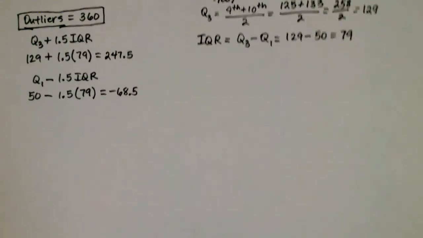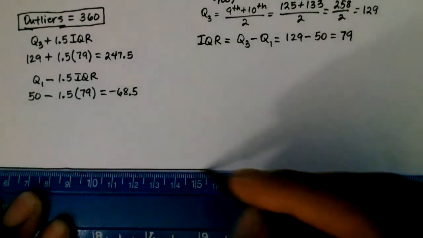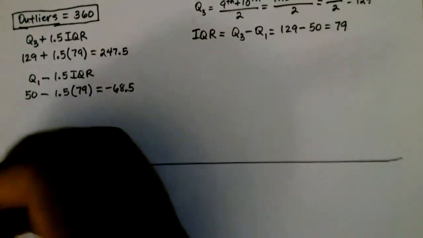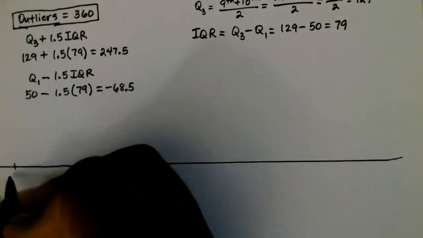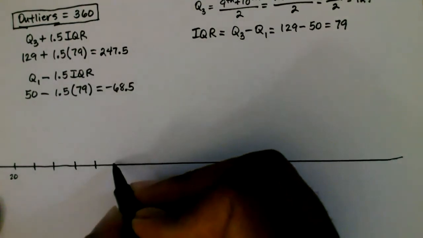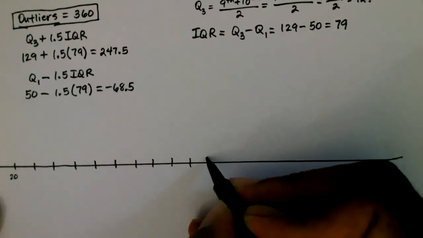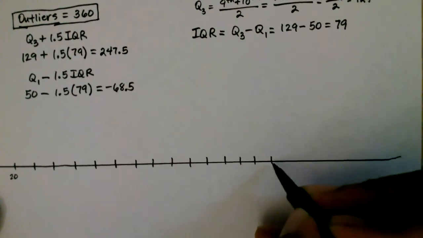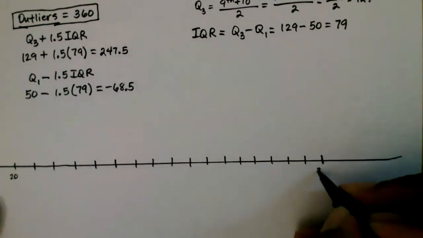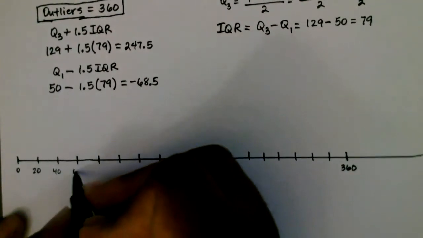I can construct a box plot. And yes, this is going to take a lot of space because of the data values that I have here, unfortunately. So I'm going to start at 0, then 20, 40, 60, 80, 100, 120, 140, 160, 180, 200, 220, 240, 260, 280, 300, 320, 340, stop at 360. Okay. And I'll fill in the rest.